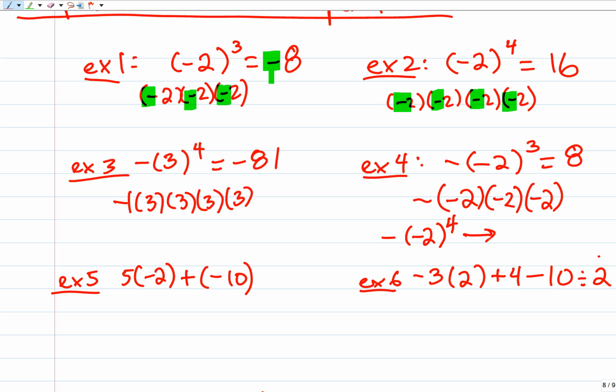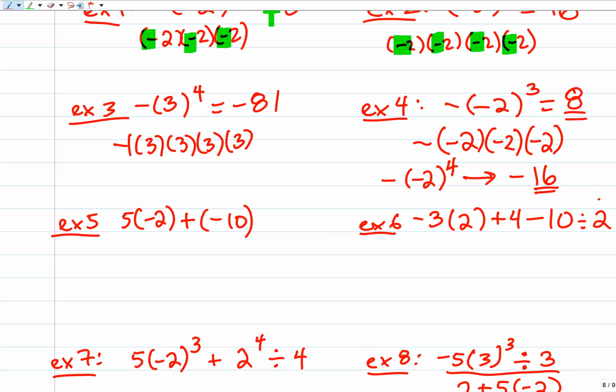Check right now that you can get the answer -16. Do not just cancel those negatives. Write out what it means. Verify you can get both of those answers. Keep track of your negatives.